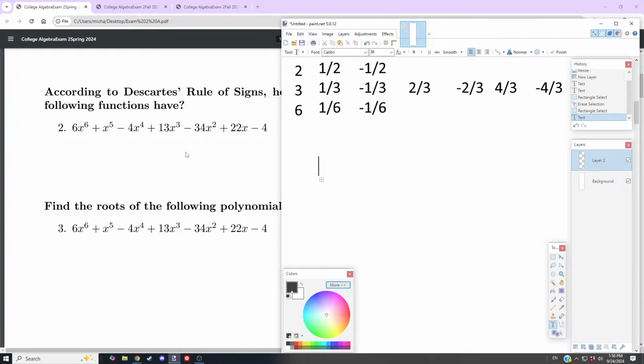So right now we have a positive, that's the 6x to the 6th, and then a positive, that's the x to the 5th. Then we have a negative 4x to the 4th, a positive 13x to the 3rd, a negative 34x squared, a positive 22x, and a negative 4. So these are the signs of our polynomial in standard form.